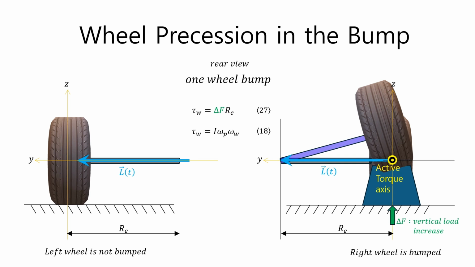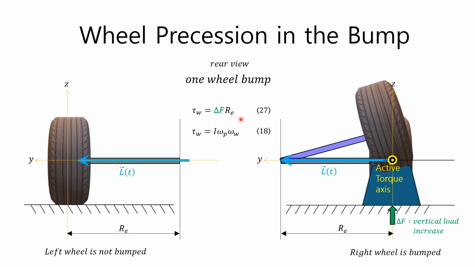First, let's look at the case where one wheel of a vehicle is bumped. The figure shows the rear view of the front wheels of a driving vehicle. The left wheel is not bumped, but only the right wheel is bumped. Let's assume that the right wheel is bumped and the wheel is tilted as shown in the figure. The right wheel rotates around the swing center. If the arm length from the wheel center to the swing center is Re, the torque that rotates the right wheel when bumped can be obtained as in equation 27.